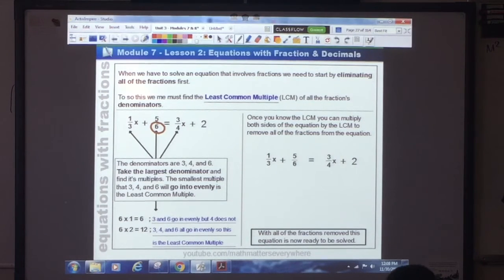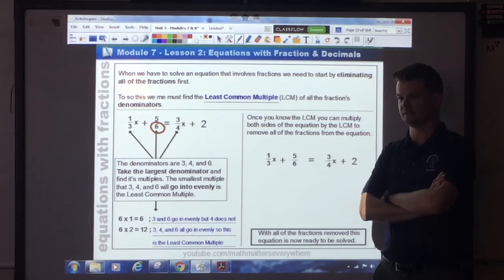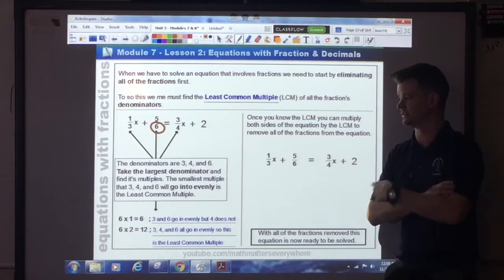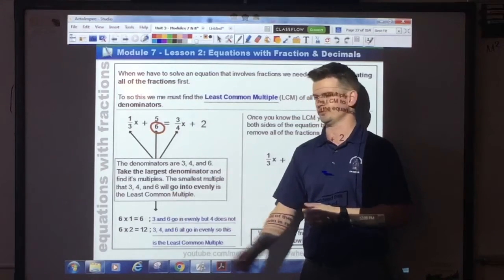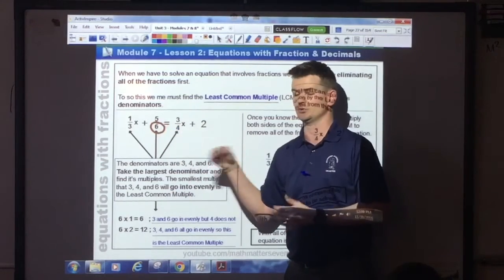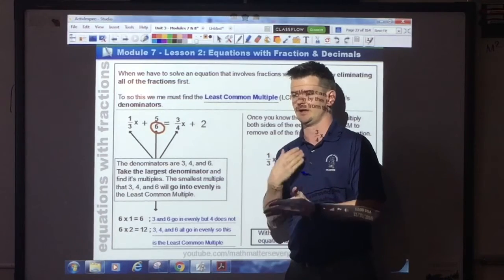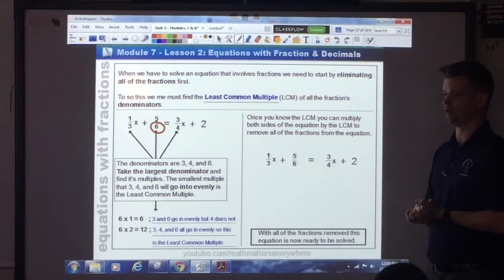Once you identify the least common multiple, that is your key to unlocking this equation and getting rid of all those fractions using simple multiplication. But you have to find the LCM first. So once again, to find the LCM, you take the largest denominator of however many fractions you have. In this case, we have 3 fractions. The largest denominator was 6, and I find all the multiples. As soon as I find the smallest multiple that all 3 of these numbers can go into evenly with no remainder, that's my LCM.